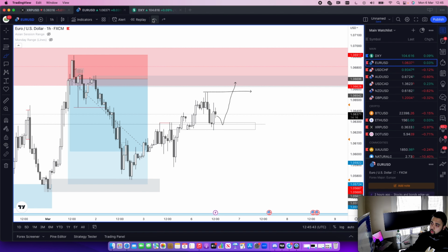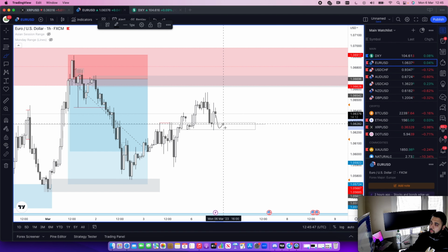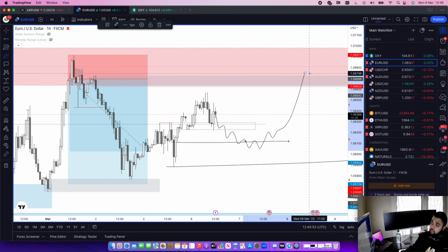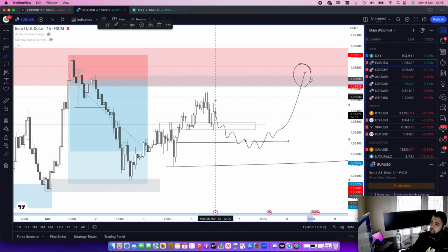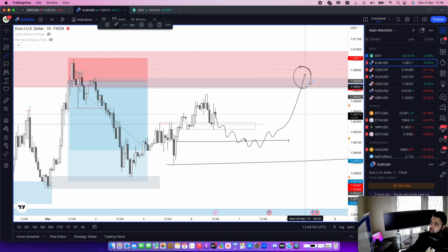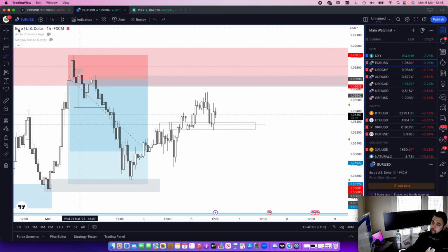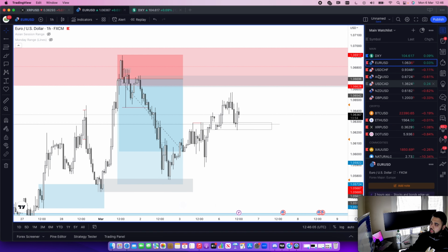The only way I'll be looking for buys is if we trade down below into this region first, then I will be looking for potential buys only today to come and target the 1.066 region, to then start looking for shorts back down later on in the week. That is my scenario for EU. Okay, I'm focusing on EU for today.